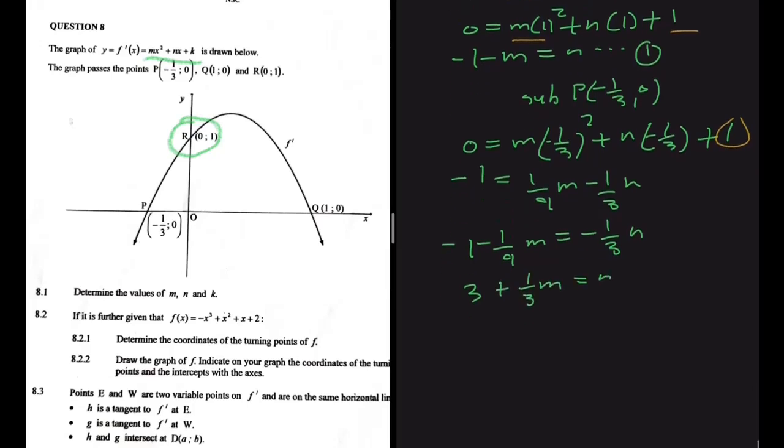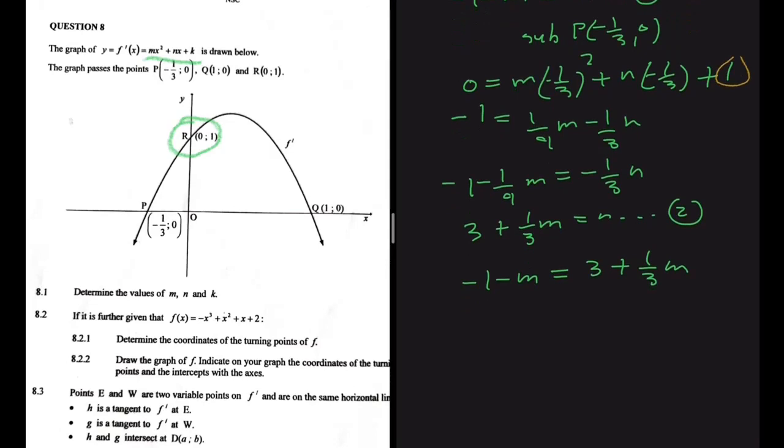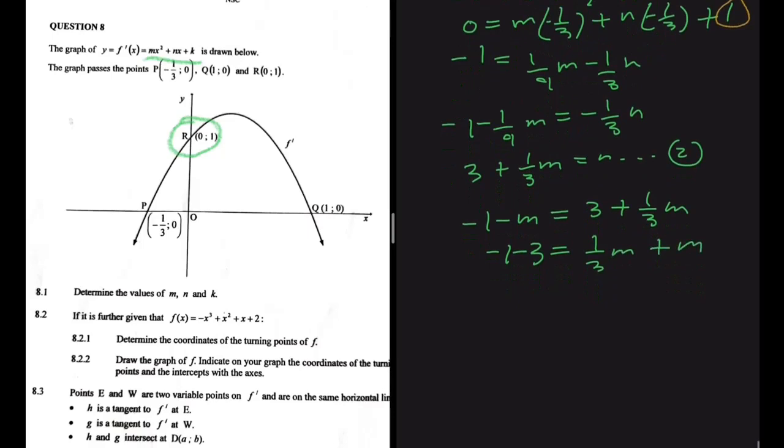So now what are we saying? We're saying that minus 1 minus m, so let's call this equation 2, right? So if we equate equation 1 and 2, we're gonna get minus 1 minus m is equals to 3 plus 1 divided by 3m. All these two equations are equals to n, so they should be equals to each other, right? So if we rearrange, we get minus 1 minus 3 is equals to 1 divided by 3m plus m, right? So minus 1 minus 3, that will be minus 4, and then 1 divided by 3m plus m will be 4 divided by 3m, right?